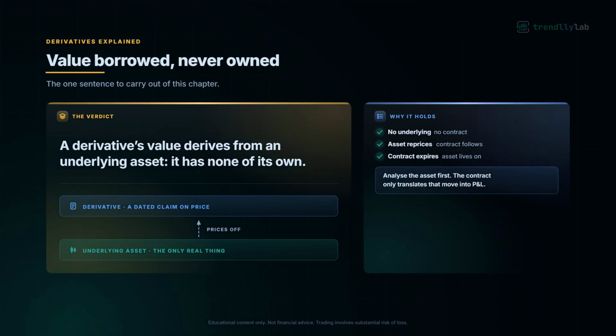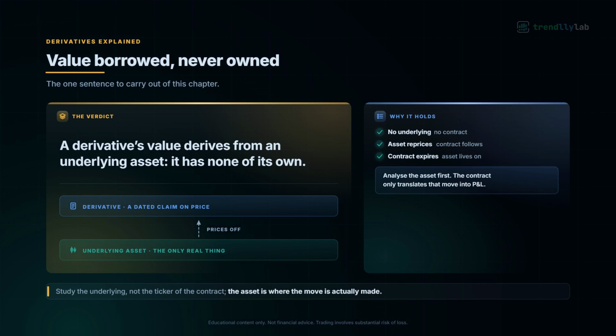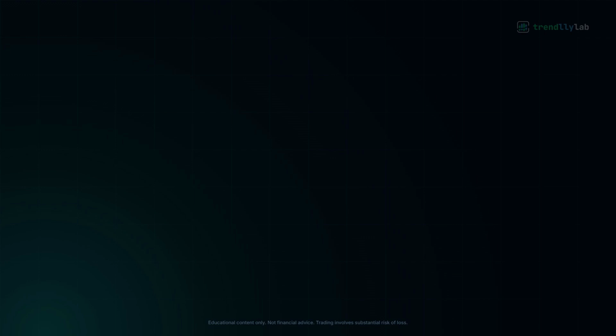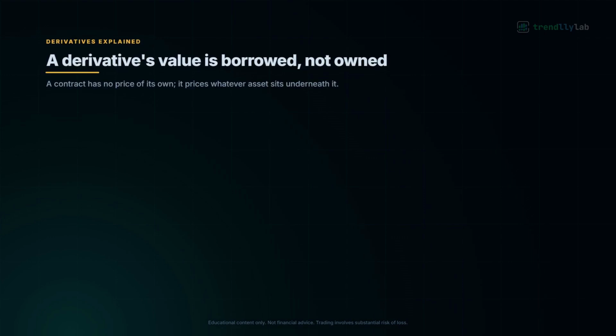Study the asset. Study the underlying rather than the ticker of the contract, because the asset is where the move actually happens. So what is being borrowed? A contract has no price of its own. It prices whatever asset sits underneath it. Value is borrowed, not owned.